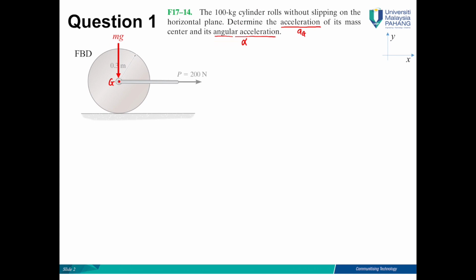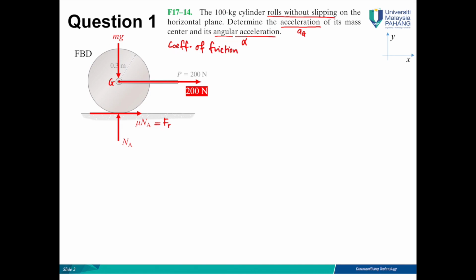Definitely there will be weight. You'll see that there is a contact point between the cylinder and the ground, therefore there will be a normal force at that point, and there is a pulling force of 200 Newton. So altogether you have three external forces acting on the cylinder. Sorry, because it says rolls without slipping, therefore there is friction involved. So you have to include the friction force, F, if you want. The friction force is given by mu times N_A. Mu is not given in the question, so we don't know the coefficient of friction.